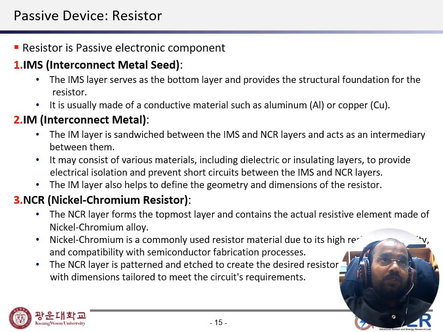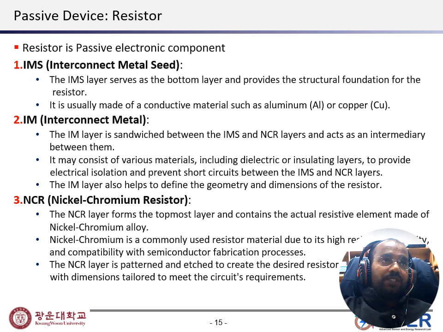Resistor is a passive electronic component. Earlier we talked about the IMS, interconnect metal seed, the interconnect metal, and the NCR, nickel chromium resistor. While talking about the interconnect metal seed, the IMS layer is the bottom layer and provides the structural foundation for the resistor, and it is usually made of conductive materials such as aluminum and copper.